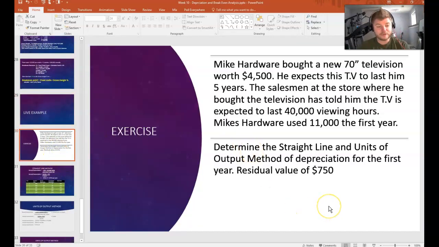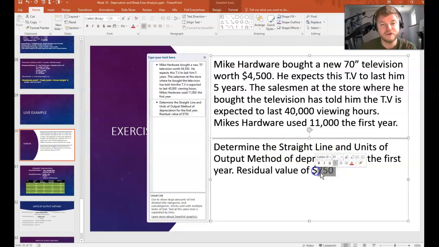So here's depreciation one that I want you to look at. So Mike's Hardware bought a new 70-inch television worth $4,500. He expects this TV to last him 5 years. The salesman at the store where he bought the television has told him the TV is expected to last 40,000 viewing hours, and within the first year they used around 11,000 of those hours. So, knowing what you know, determine the straight line and units of output method of depreciation for the first year. So I want you to determine the first year, knowing that the residual value is $750.